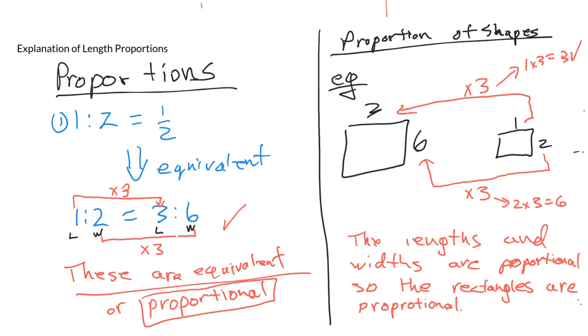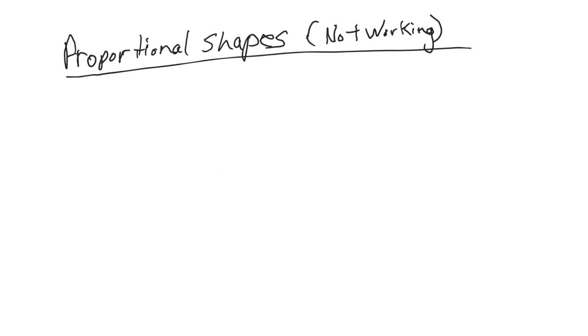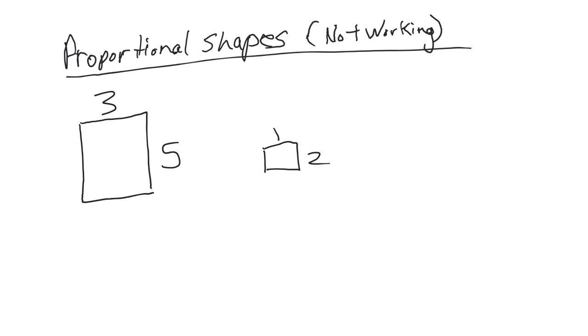So let's go and take a look at an example where it doesn't work. So now imagine I have two shapes for which it doesn't work. All right, so let's take a look at this big rectangle here and this teeny tiny rectangle here. The big rectangle has a 3 to 5, and I have a 1 to 2. All right, so now here's what I would do. I would say, let's see if I can find a number that multiplies from 1 to 3. So 1 to 3 is 3, right?